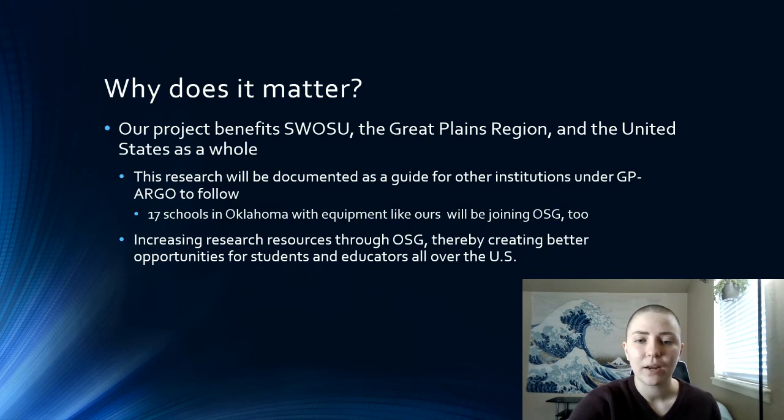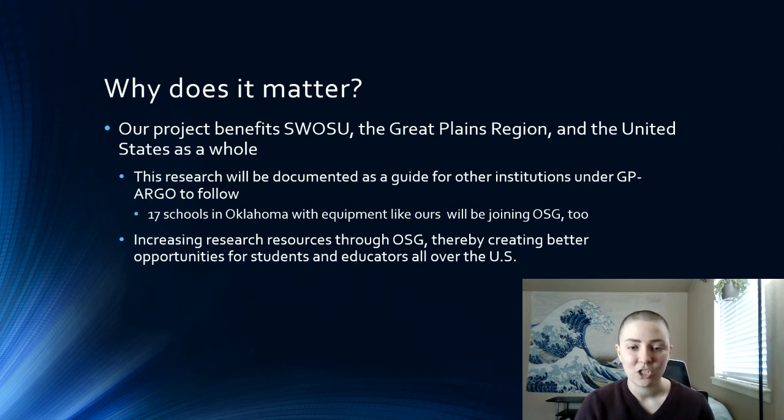Connecting SWOSU to the Open Science Grid benefits not only SWOSU researchers, but also students and educators in the Great Plains region and the United States. First, providing resources to OSG makes SWOSU a service provider. This provides evidence to support SWOSU's future grant applications. In addition, as GP Argo has only been funded since July, its progress is still fairly new. There are 17 schools in Oklahoma with equipment similar to ours that will also be joining OSG. Our efforts through this project will be documented as a guide for them to follow as they expand their own computing resources on campus. And finally, by increasing resources through OSG, we are expanding the capabilities of researchers all over the United States.